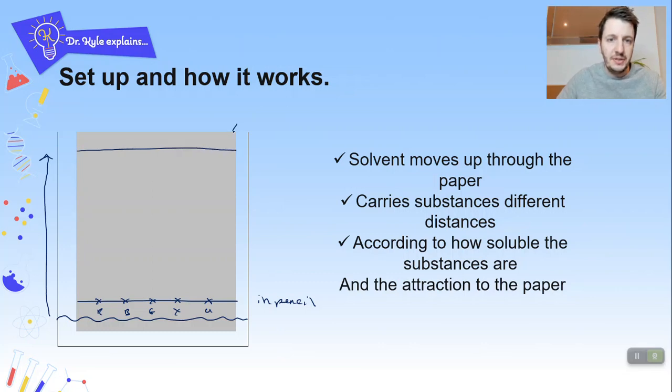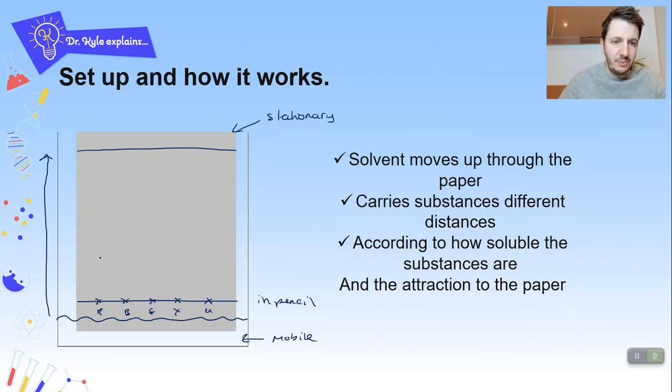Okay. Now this paper here is known as the stationary phase. That's the stationary phase there. And then this whole section here of the solvent moving up through here, that is known as the mobile phase. So that's the solvent.